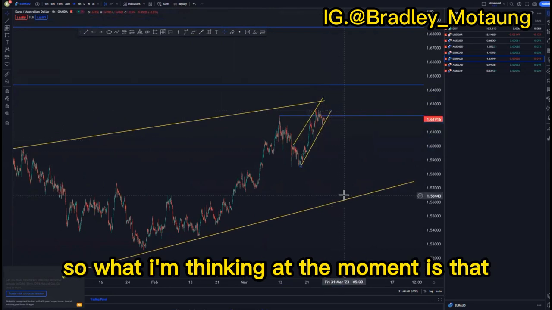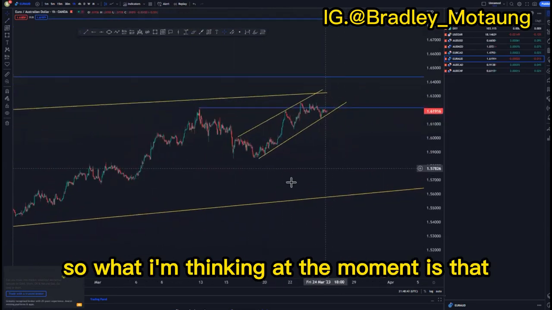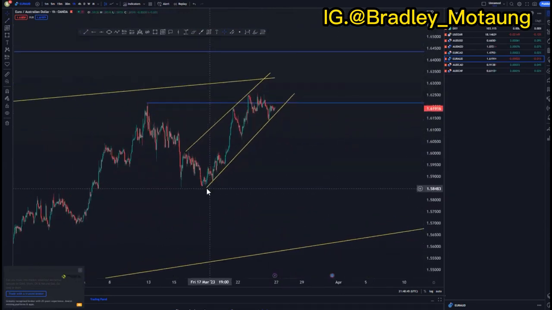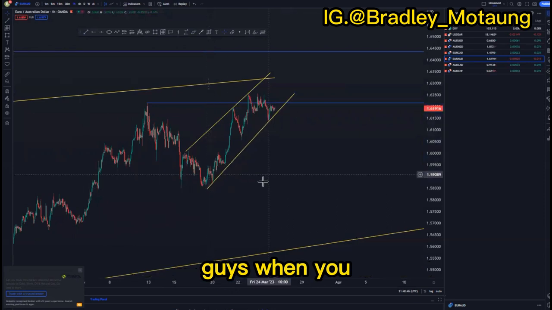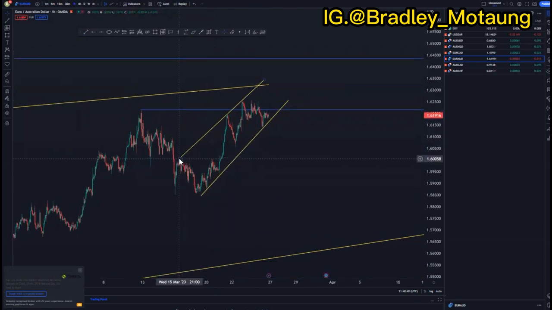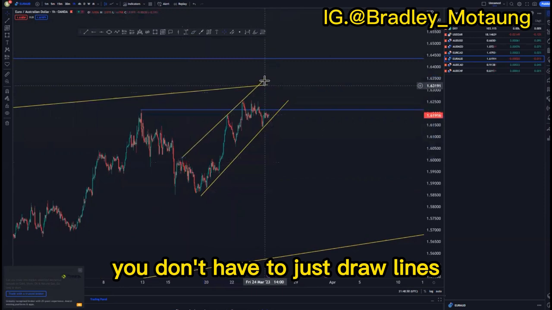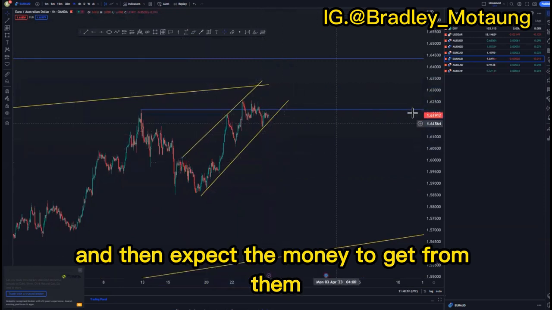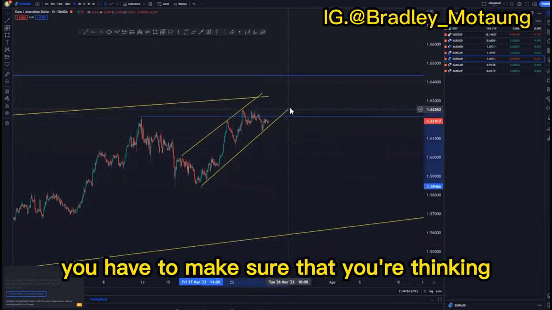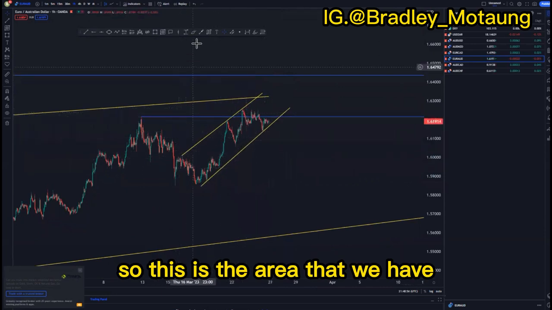So what I'm thinking at the moment is that, guys, when you're trading, you have to think. You don't have to just draw lines and then expect the market to react from them. You have to make sure that you're thinking. So this is the area that we have.